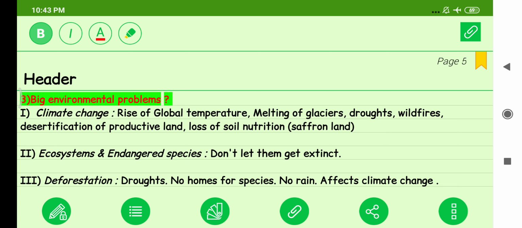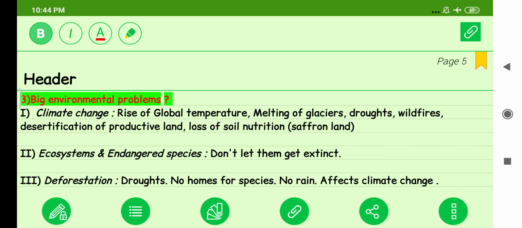There are various environmental problems, but I have chosen around 9 to 10 environmental problems for you here. First is climate change. Climate change is a big environmental problem. What does it mean? Rise of global temperature, melting of glaciers, droughts, wildfires, desertification of productive land, loss of soil nutrition. Now, example of saffron land, Pampore. We used to have here a huge harvest of saffron, but now over a few years it is decreasing. Maybe after 2-3 years it will end completely.